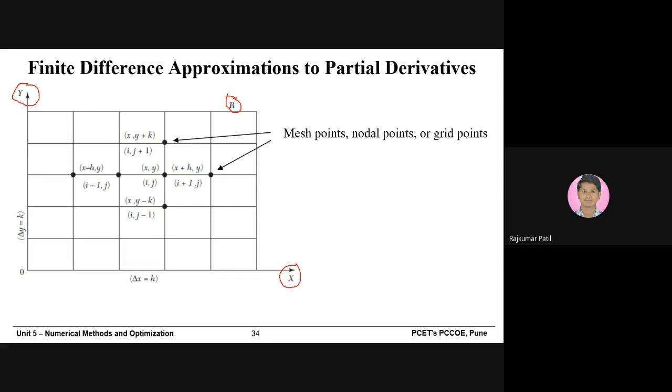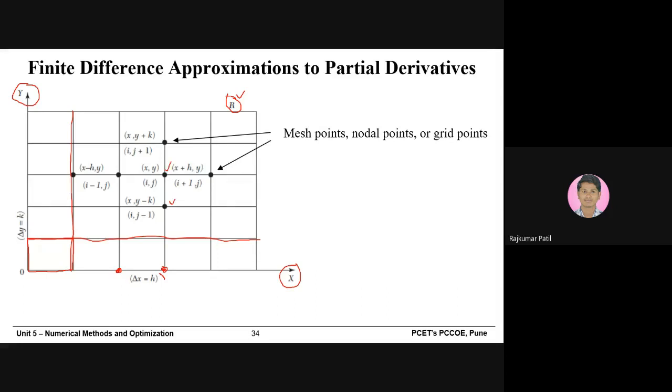and the whole region R is divided into small rectangular blocks. So here you can see the rectangular blocks, and they can be created by drawing horizontal and vertical lines. So once you draw a number of vertical and horizontal lines, you can divide the region R into small rectangular regions where the intersecting points are called mesh points or node points or grid points. So some of the points are shown here.